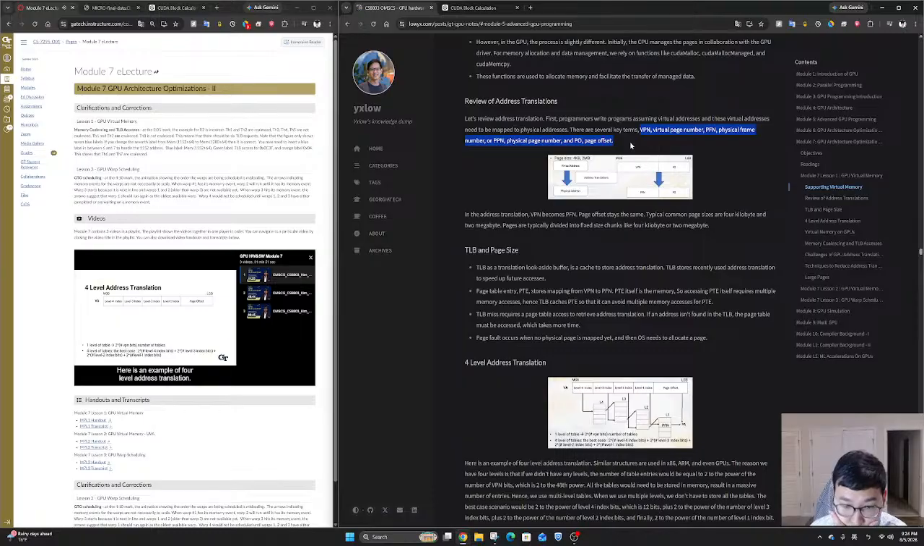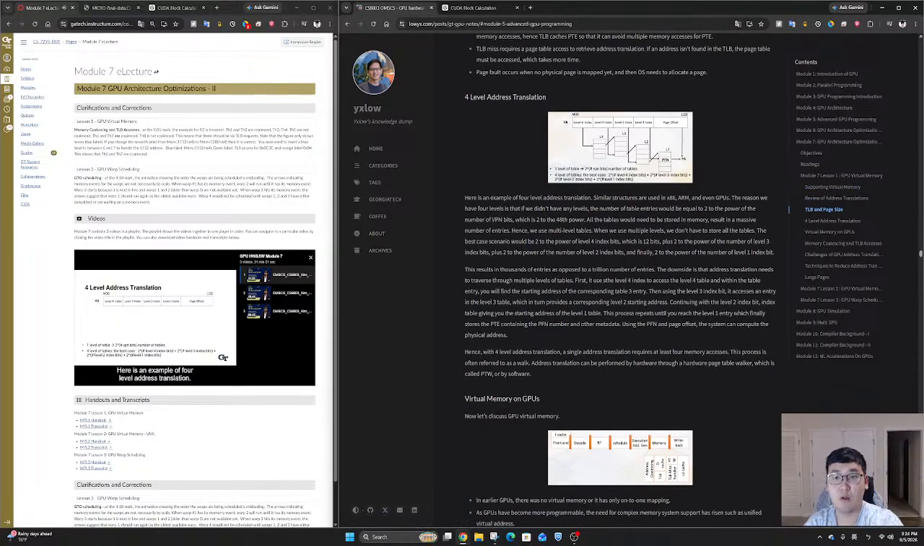Here is an example of 4-level address translation. Similar structures are used in x86, ARM, and even GPUs. The reason we have 4 levels is that if we didn't have any levels, the number of table entries would be equal to 2 to the power of the number of VPN bits, which is 2 to the 48th power. All the tables would need to be stored in memory, resulting in a massive number of entries. Hence, we use multi-level tables.